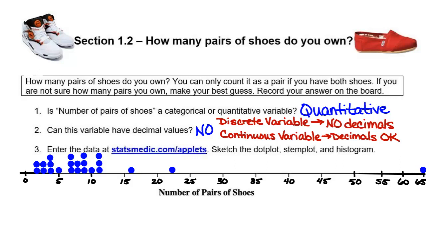Minimum was 2. Maximum was 65. We'll talk about these pieces here, except I do want to point out this one, the median. What is the median? The middle. How do you find the median? You cross out the ends.